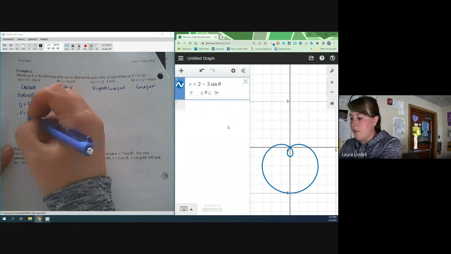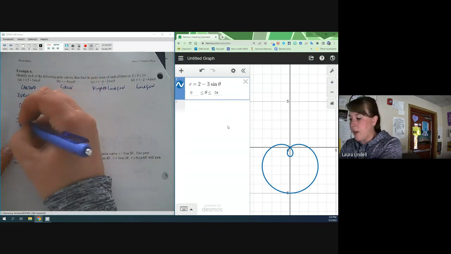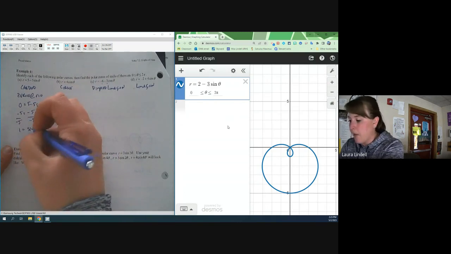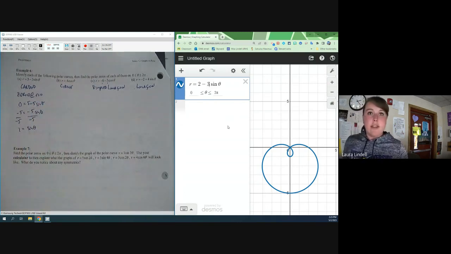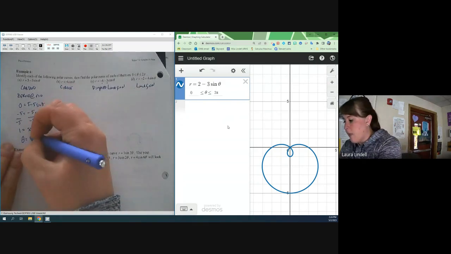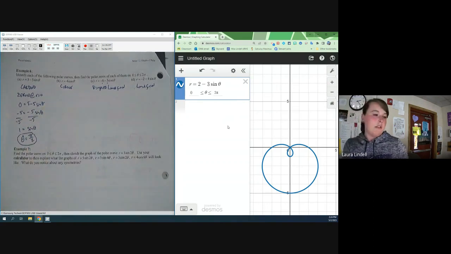Then we can divide by -5 on both sides. So we get 1 equals sine theta. And then we have to think about the unit circle and ask, where is sine of theta equal to 1? Well, sine is y, and y is 1 up at the top of the unit circle at pi over 2. So our only zero should be at theta equals pi over 2, since that is the only place that sine is equal to 1.